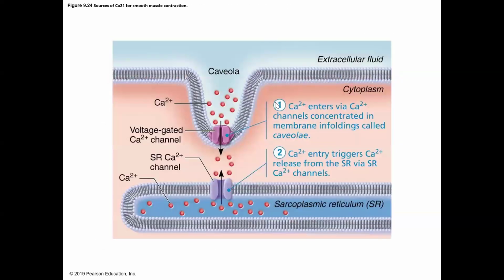So this picture here is showing us that for a smooth muscle, some of the calcium is not just coming from its sarcoplasmic reticulum inside the muscle cell, but some of the calcium is coming from outside the cell and entering through these little infoldings called caveolae. So that means the smooth muscle's sarcoplasmic reticulum is not as extensively developed as you'd find in a skeletal muscle.